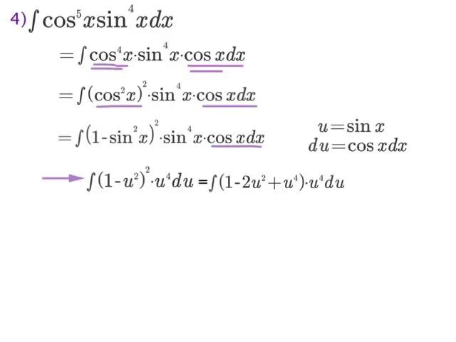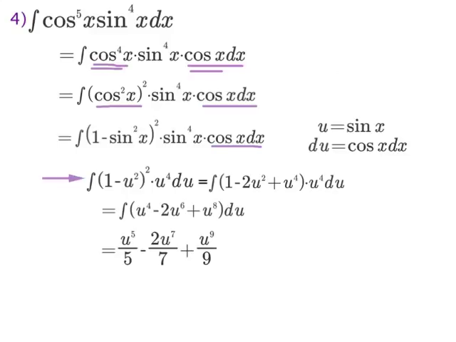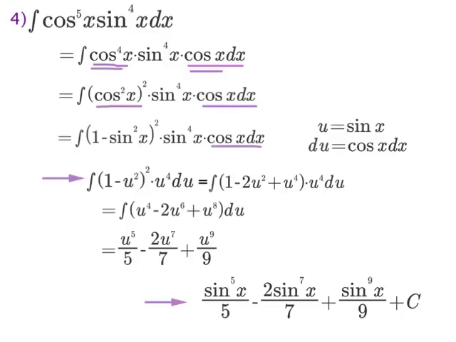Multiply that through. You end up with the integral of u to the 4th minus 2u to the 6th plus u to the 8th. Integrate it. Pause if you need to. Come back to me. I end up with u to the 5th over 5 minus 2u to the 7th over 7 plus u to the 9th over 9. Plug back in. Pause it if you need to. Come back to me when you're ready. And I end up with sine to the 5th over 5 minus 2/7 sine to the 7th plus sine to the 9th over 9 plus c.